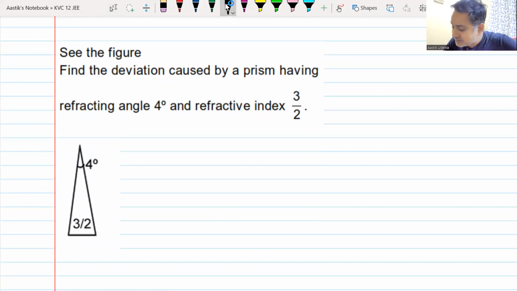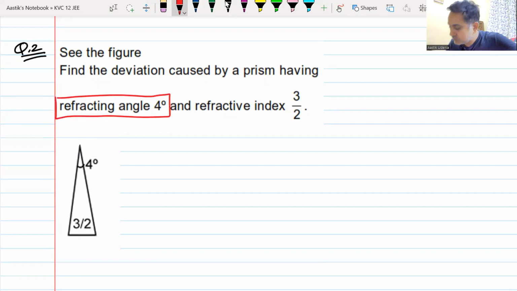Question number 2. What is this type of prism known as, bacha? Whose refracting angle, this refracting angle is also known as the prism angle, is given as 4 degrees. What is this type of prism known as? Thin prism, sir. They are known as thin prism. That is correct. Answer is 2 degrees, sir. How did you get it? Just have to remember the formula for thin prism. Well done. Let us hope that all of you are able to solve this.